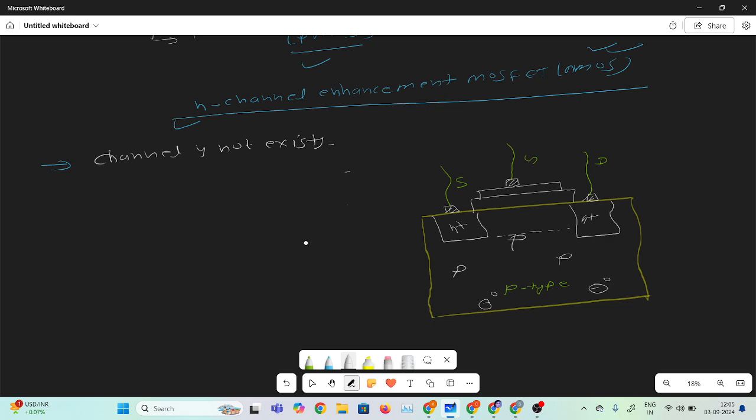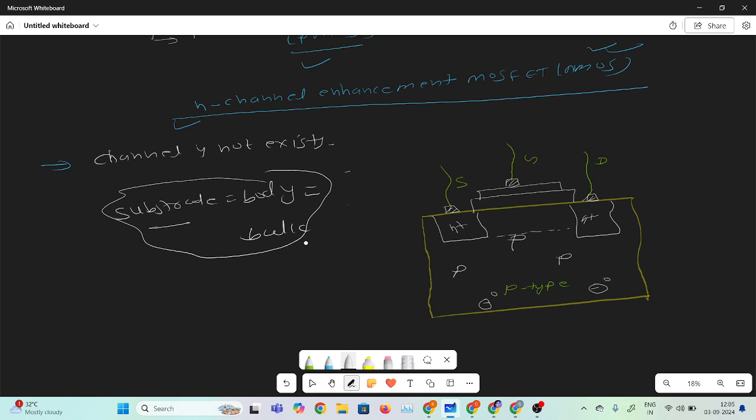How am I telling that? Firstly, the terms substrate, body, and bulk all mean the same thing. These names are the same. Firstly, I will take the p type substrate, which you can also call body or bulk. Mostly I will use the term substrate. So here I took the p type substrate.